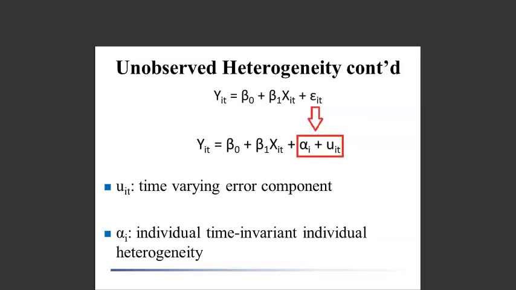So working with the equation we previously outlined for a panel linear regression model, we might think of this unobserved heterogeneity by breaking apart our error term, epsilon_it, into two components. First, a component, u_it, that varies over time and by individual, but also a second component that is unique to each individual, but does not vary over time, and we call that alpha_i. Alpha_i is what we refer to as time invariant unobserved heterogeneity.